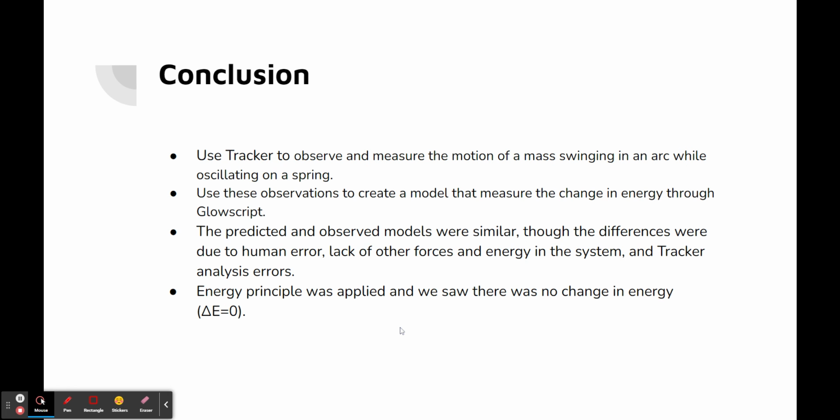So the conclusion is that we used tracker to observe and measure the motion of a mass swinging in an arc while oscillating on a spring. We used these observations to create a computational model. The predicted and observed models were similar, though there were some differences due to human error, lack of forces and energies in the system, and tracker analysis errors. The energy principle was applied, and we saw that there was no change in energy, so delta E is 0. Thank you.